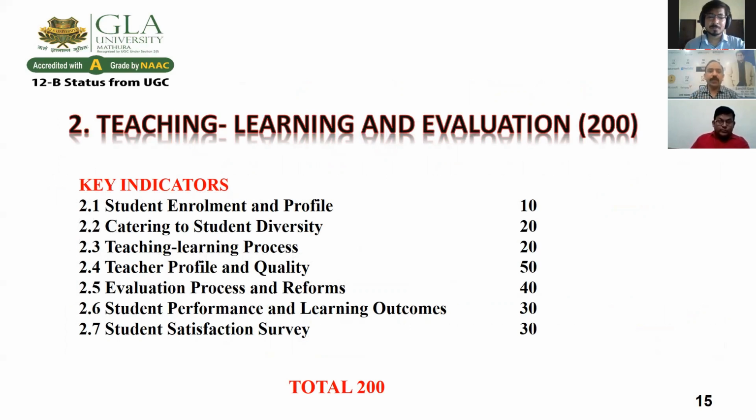2.1 is the student enrollment and profile. 2.2 is catering to student diversity. 2.3 is the teaching-learning process. 2.4 is the teacher's profile and quality. 2.5 is the evaluation process and reform. 2.6 is the student performance and learning outcome. And 2.7 is the student satisfaction survey.